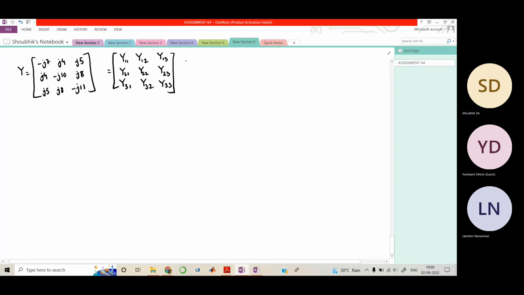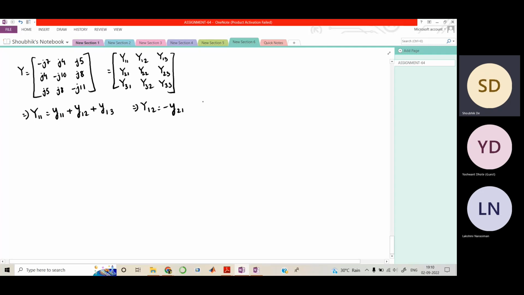Now your Y11 would be the sum of y11, which is the admittance corresponding to that bus, the y12, which is the admittance between bus 1 and 2, and also y13. Your Y12 would be the negative of y12. Anyways, Y21 and Y12 are same, and also Y13 would be the negative of small y13.